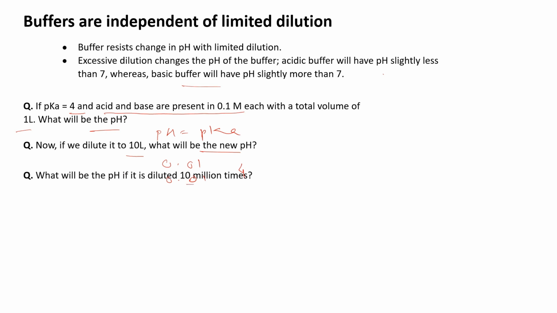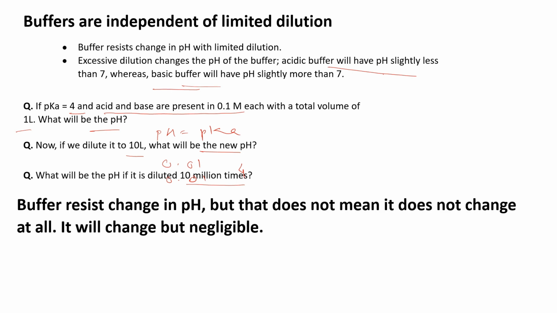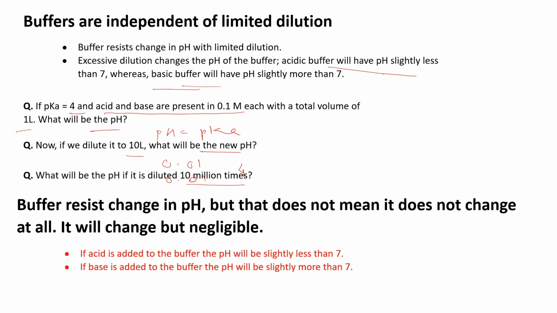If we dilute it to 10 million times, then it will affect the pH. And how will it affect? If it is acidic buffer, the pH will be slightly less than 7. If it is basic buffer, the pH will be slightly more than 7. So buffer can resist change in pH, but that does not mean it does not change at all. If we add acid or base, there occurs change in pH in the buffer, but that is very negligible. If we add acid to the buffer, the pH changes slightly, staying less than 7. If we add base to the buffer, again the pH changes, but it is very negligible, and it will be more than 7.